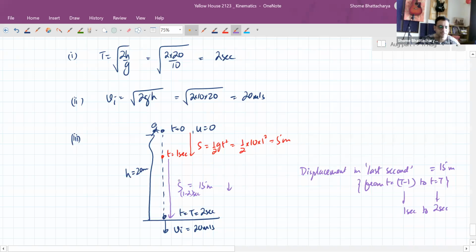So it travels 5 meters in the first second, 15 meters in the second second, and therefore the total displacement is 20 meters in 2 seconds. Okay, so most of you got this correct. Good.